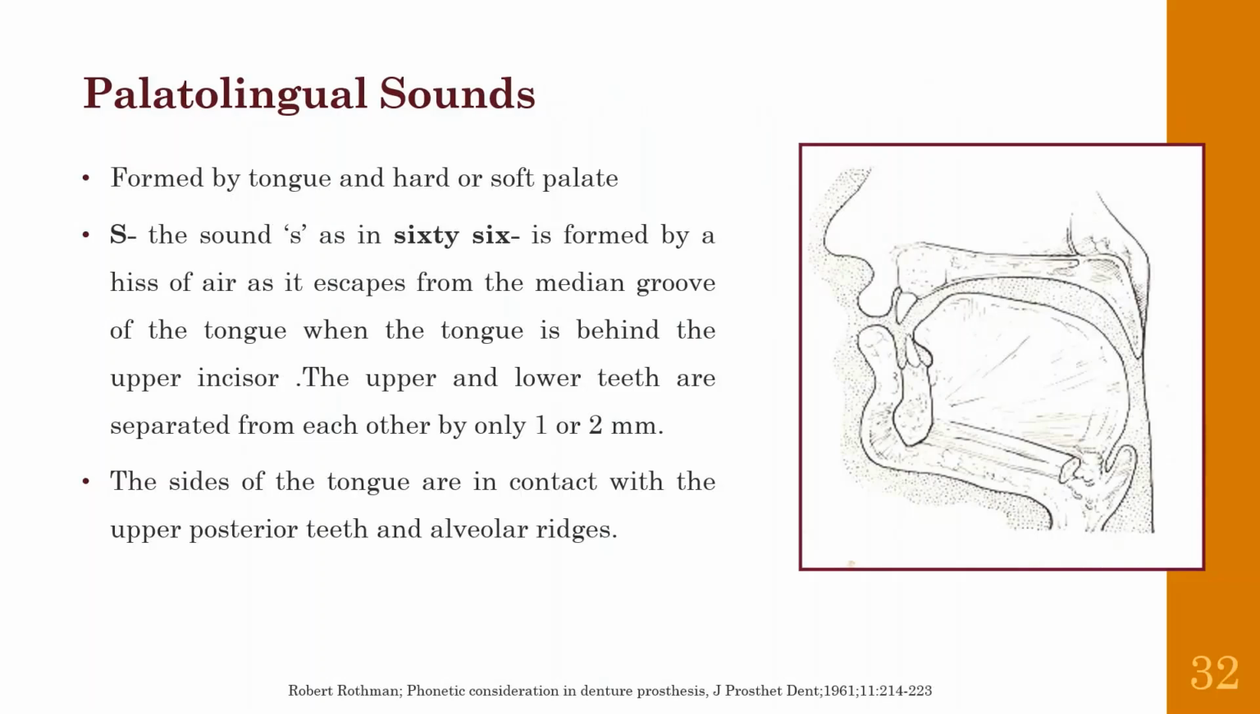The sound S, as in 66, is formed by a hiss of air as it escapes from the median groove of the tongue when the tongue is behind the upper incisor. The upper and lower teeth are separated from each other by only 1 or 2 mm. The sides of the tongue are in contact with the upper posterior teeth and the alveolar ridges.